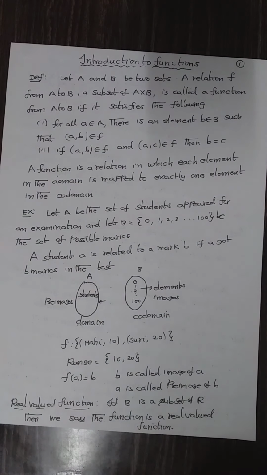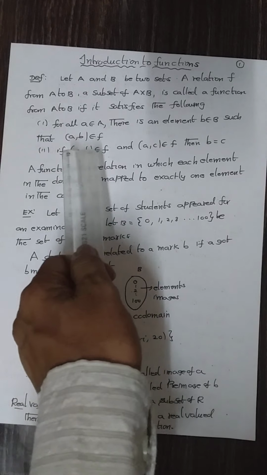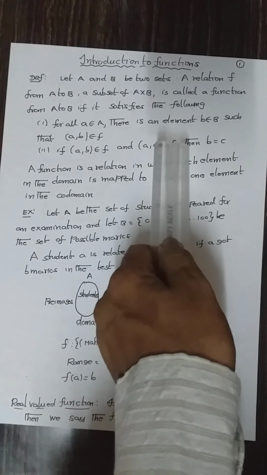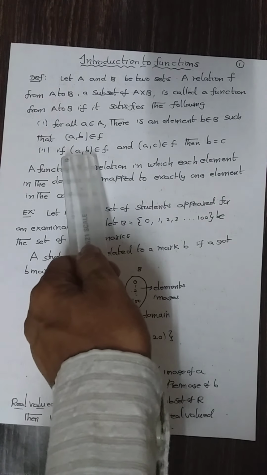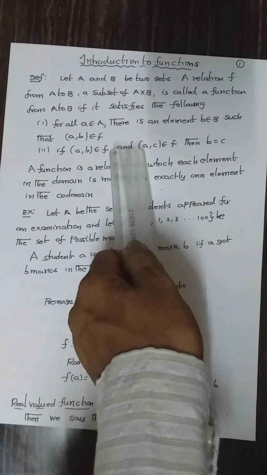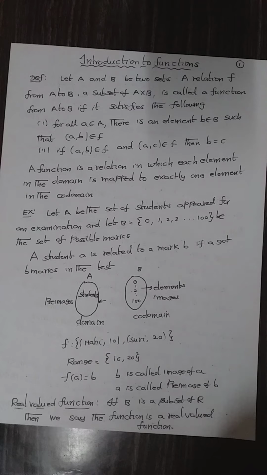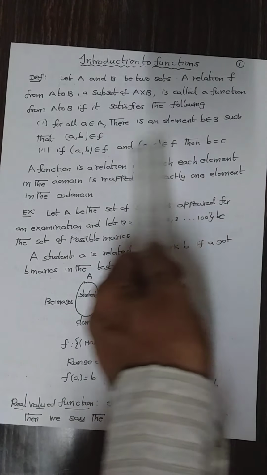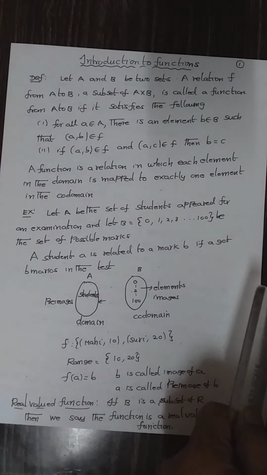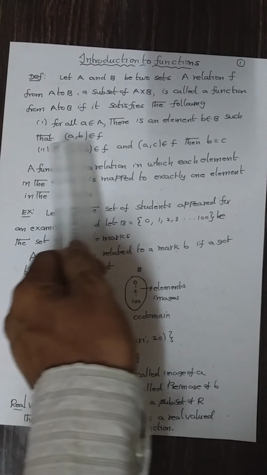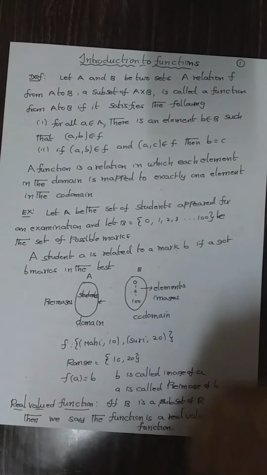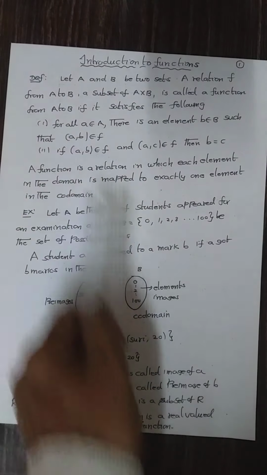So here the condition is: if (a, b) belongs to F and (a, c) belongs to F, it means a possesses two images. a is linked with b and a is also linked with c, which is not possible. It is not a function unless you satisfy this condition, b equal to c. Then it becomes a function. You understand? That's why they have given two conditions.